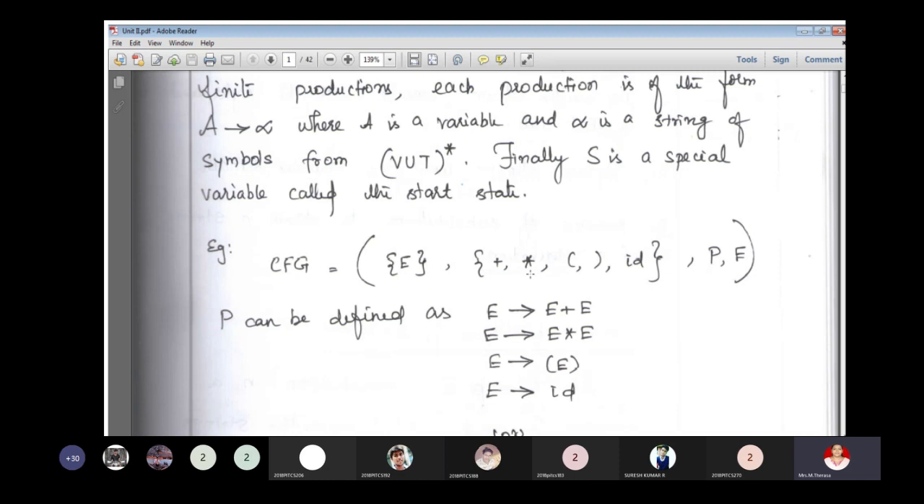What does it represent? An expression can be an expression with a plus symbol followed by another expression, or an expression starting with an expression followed by the star. Star is the multiplication. We're talking about mathematical expressions. So E star E, or else you may have the open parenthesis and any expression. This expression may be with the plus operator, or with the star operator, that is the multiplication operator, then the closed parenthesis, or the expression may be simply any identifier. So this is a recursive procedure which represents the context-free language, which can represent any expression with a plus and star symbol.